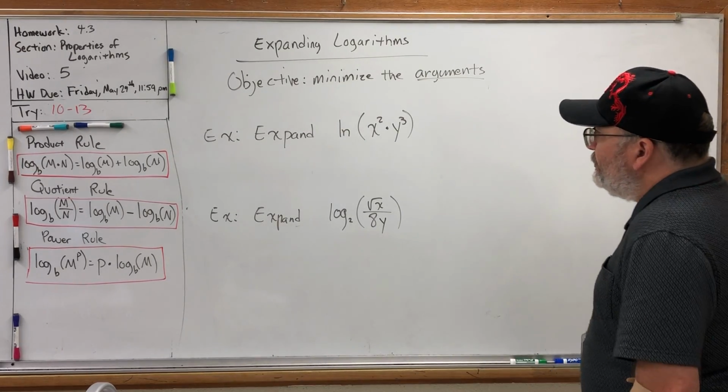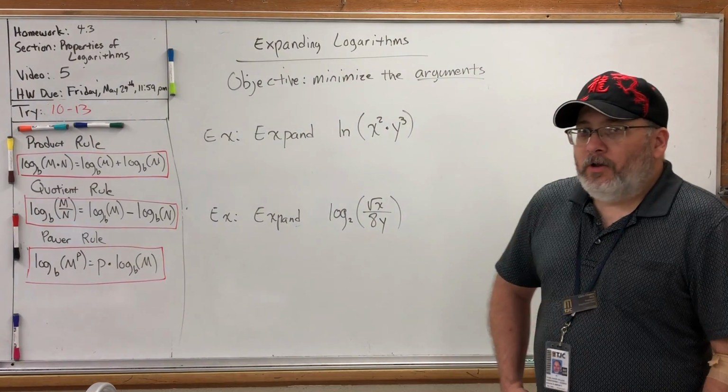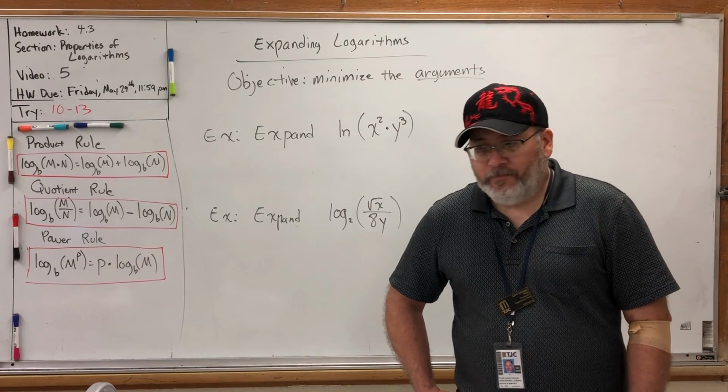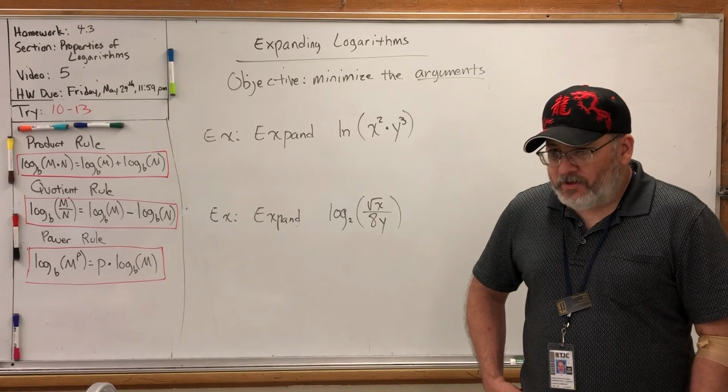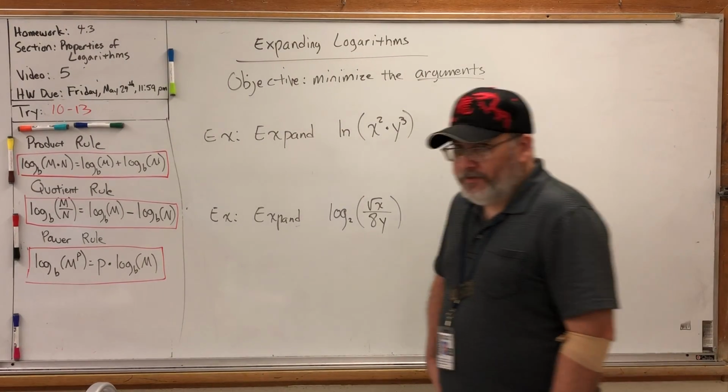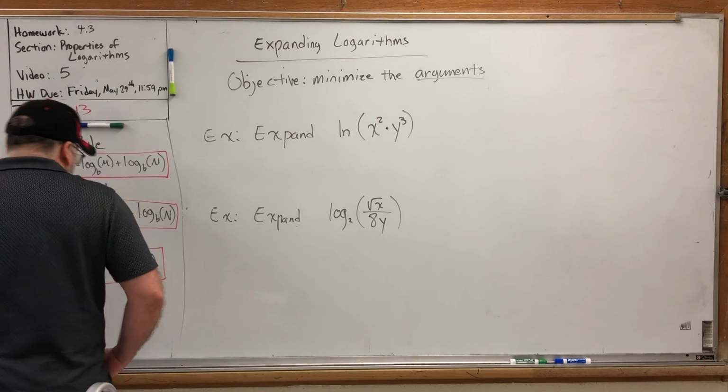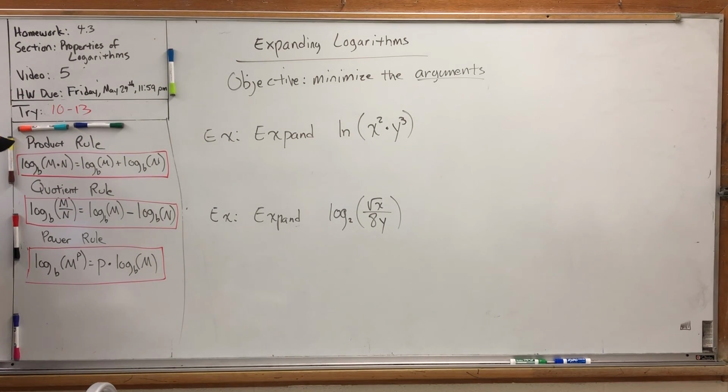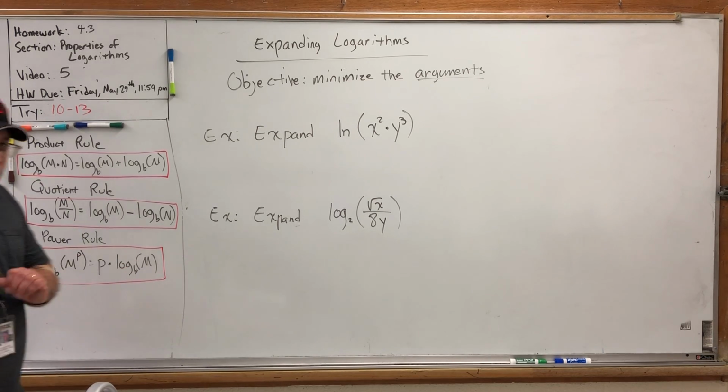In the first 4 videos, we discussed the product rule, the quotient rule, and the power rule. And in the middle, there was a video proving the product rule, but that video was optional. I've summarized the product, quotient, and power rules here. Just a quick verbal summary. The product rule says the log of a product equals the sum of logs. The quotient rule says the log of a quotient equals the difference of logs. And the power rule says the log of an argument with a power equals the power times the log of the argument without the power.